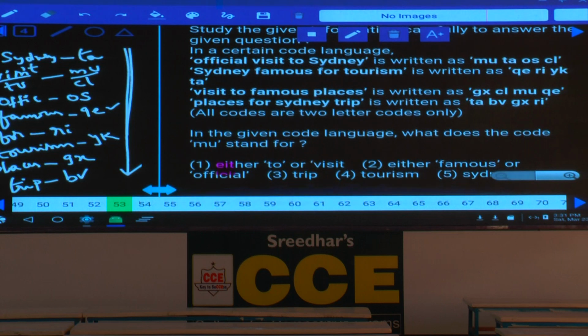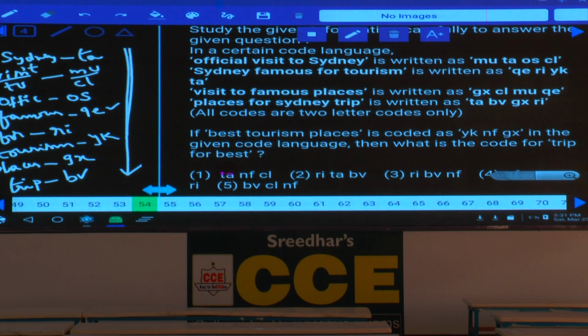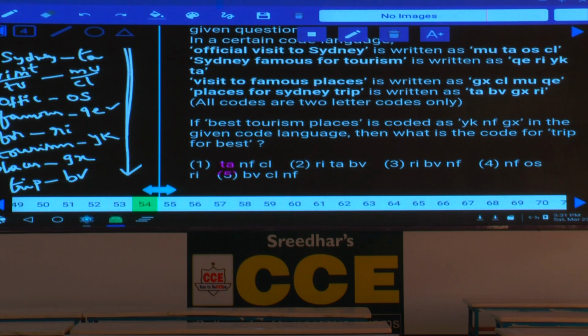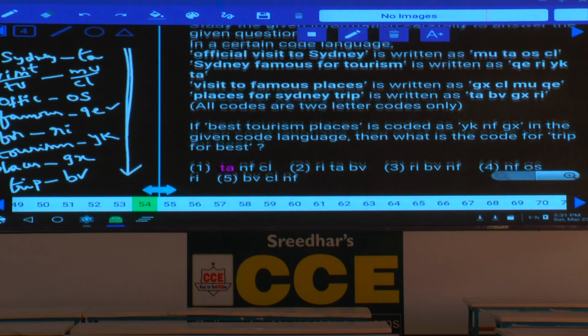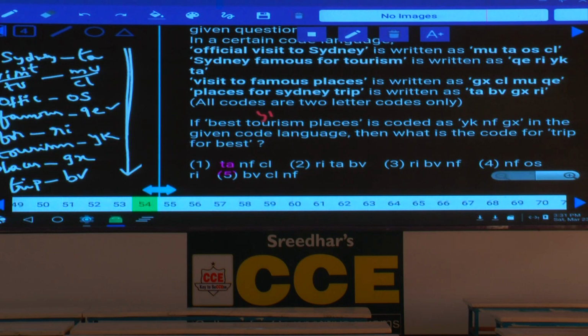And the next one, in the given code language, what does the code MU stand for? MU stands for either visit or to. To or visit, that is choice 1. Then next one, if best tourism places. Best tourism places, tourism is YK. And best, what is the code to the word best here? If best tourism places is coded as YK and places is GX, and YK, GX are the codes for tourism and places, then NF is the code to the word best.